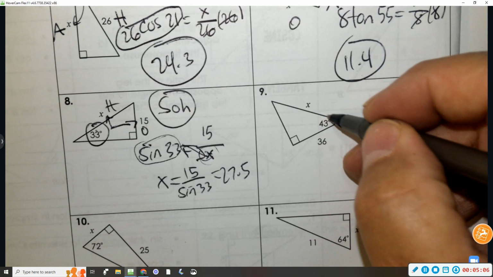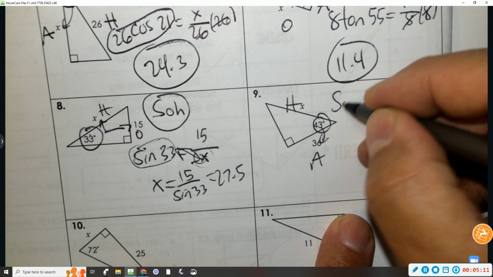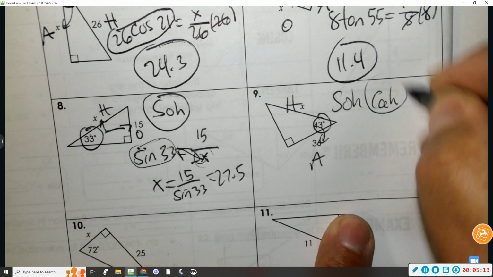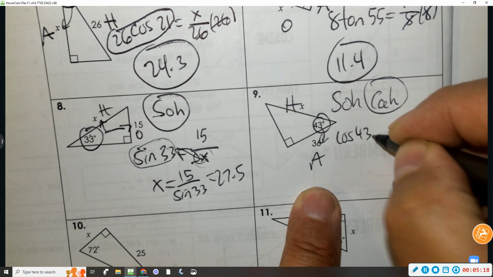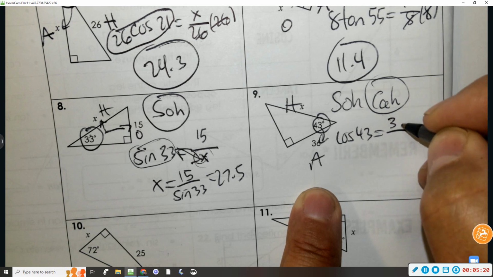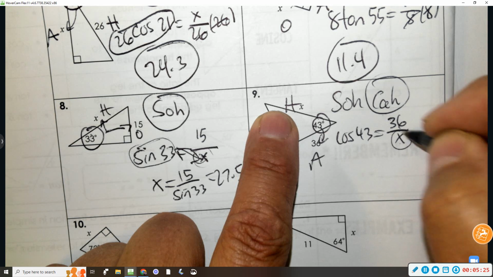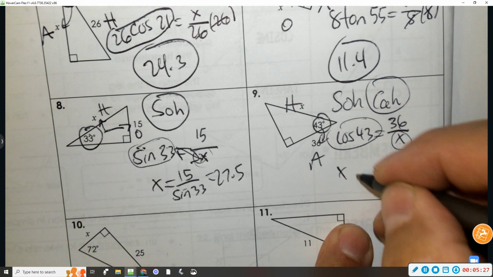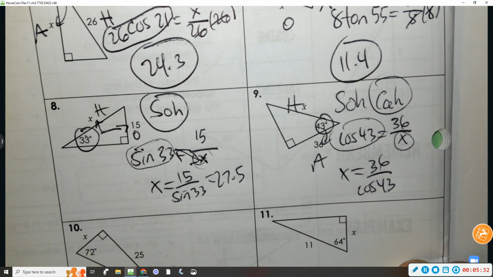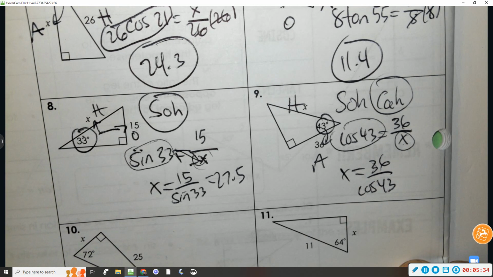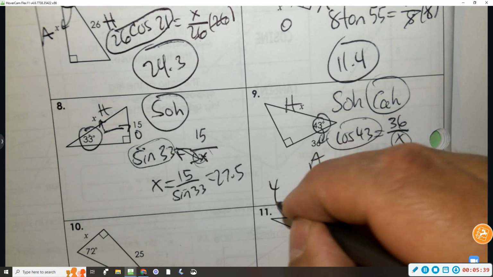Number 9, circle the angle. That's adjacent, and this is hypotenuse. So CAH, that's all I have to write down, so I know it's adjacent over hypotenuse. So it's cosine 43 is equal to adjacent over the hypotenuse. Because x is in the denominator, these are going to trade positions to solve it, and then use your calculator. So it's 36 divided by cosine 43. 49.2.